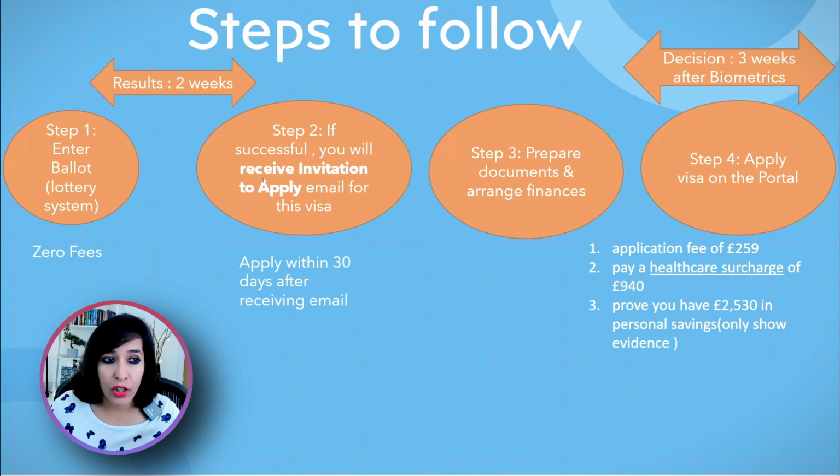Now, the decision will be made within 2 weeks. So if you're applying on 28th of Feb, by 15th of March you can expect the results to be out, whether you are selected or not selected. For unsuccessful people, there will be no email sent. If you receive the email, you have to apply within 30 working days, else you will not be eligible.